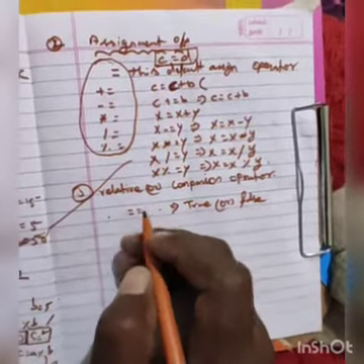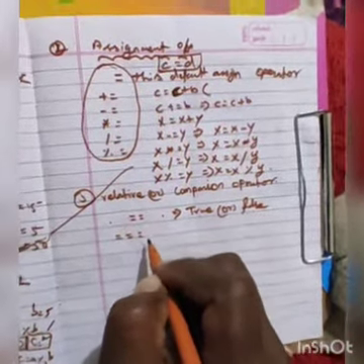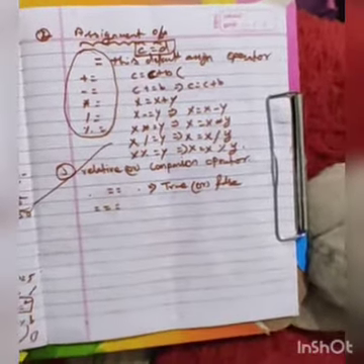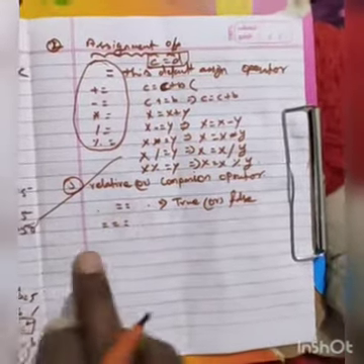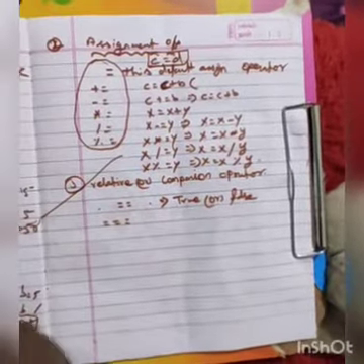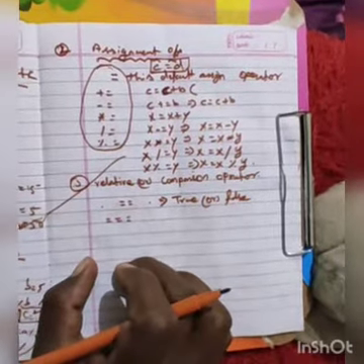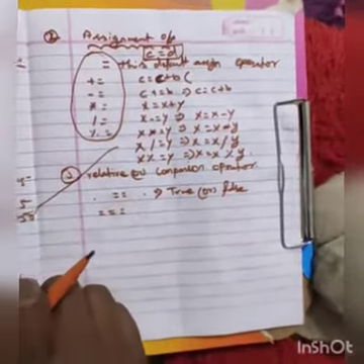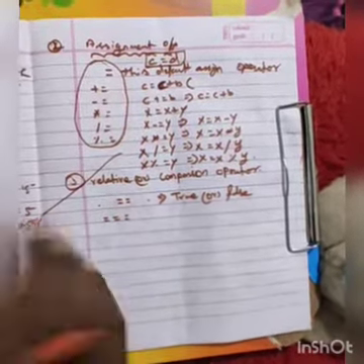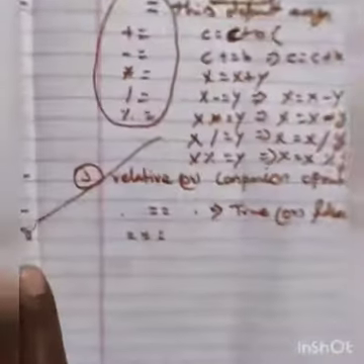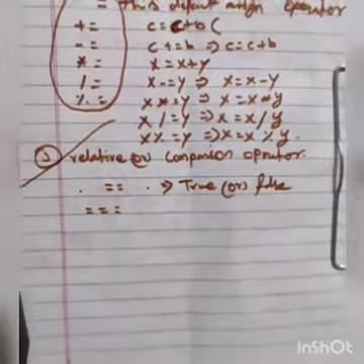Triple equal to means identically, the identical operator. The left side and right side must be exactly the same, ditto. Same number, same string, same things. Lowercase and uppercase also matter. So that is used for relative operators.